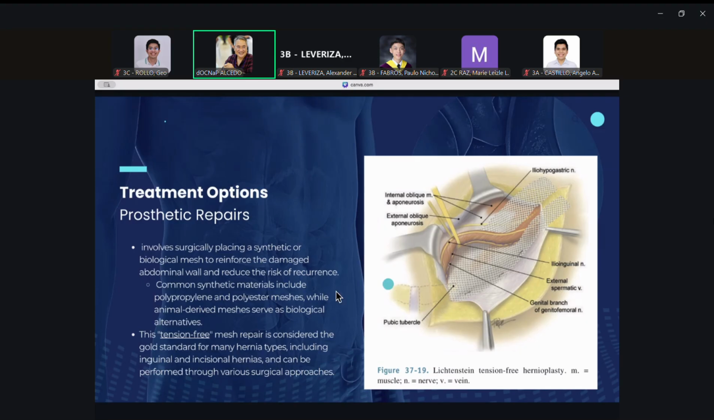So prosthetic repair involves placing a synthetic or biological mesh. It is tension-free, and it is now considered the gold standard, no? Including for incisional hernias. And this can be performed using the different surgical approaches, either anteriorly open approach or minimally invasive laparoscopic approach.